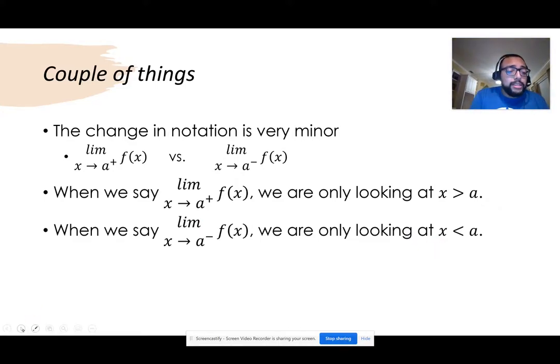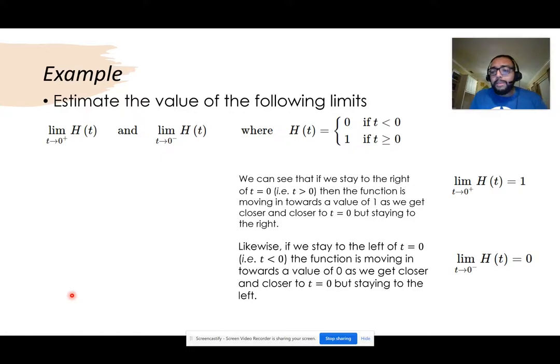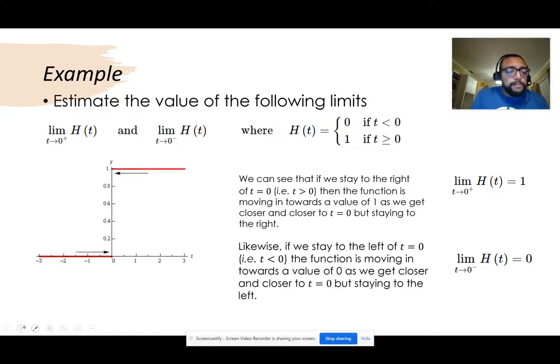So then practically speaking, I should have done animations, but whatever. When we estimate the value of the following limit, the one I gave you earlier, I'm going to modify the question a little bit. Instead, I'm going to ask you to find the limit as t approaches 0 from the right of h of t, and the limit as t approaches 0 from the left of h of t, where h of t is this step function or piecewise function.